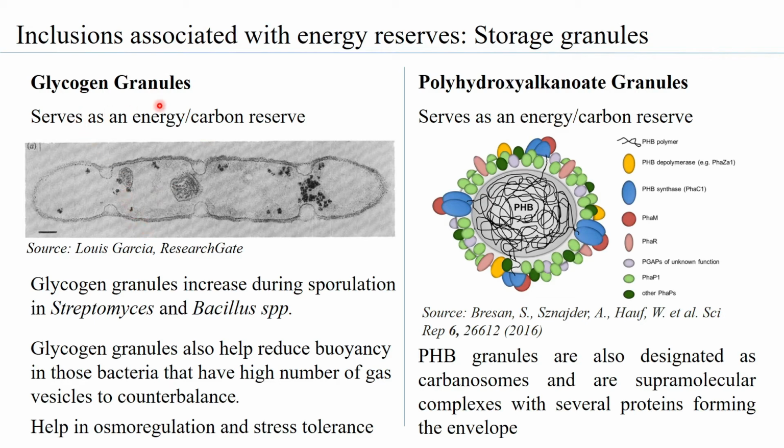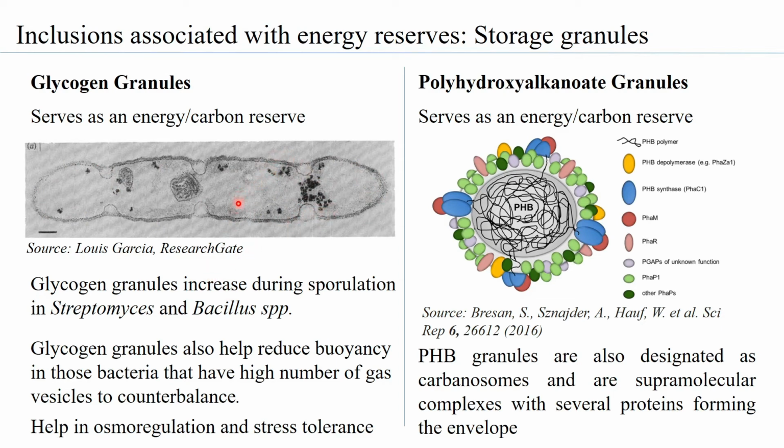Now, interestingly, glycogen granules have also been found to sustain a process of sporulation. So when a bacteria begins to sporulate, as you can see, it begins to sporulate, you will find that there is a lot of accumulation of glycogen granules.